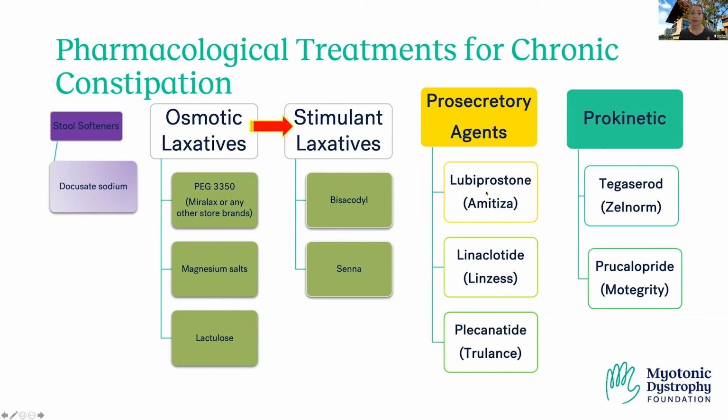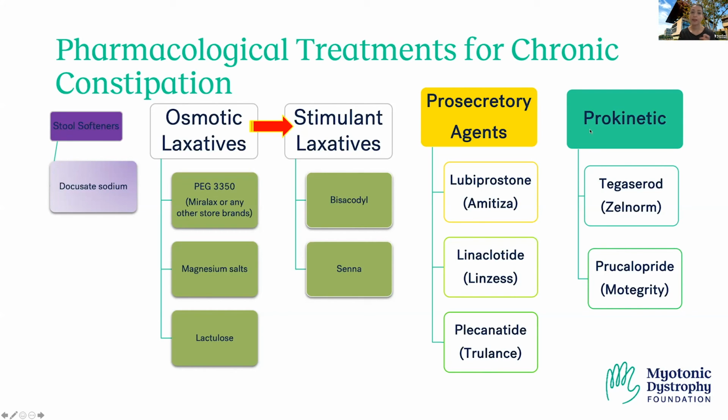These medications, the three of them under lubiprostone or Amitiza, linaclotide or Linzess, and plecanatide or Trulance, are important for drawing the water to the lumen of the GI tract. So the stool is going to become much softer. Sometimes diarrhea can be a problem with them.